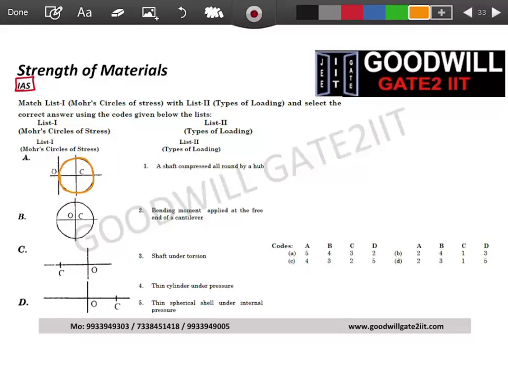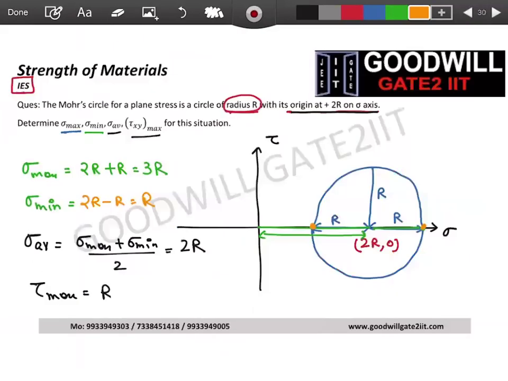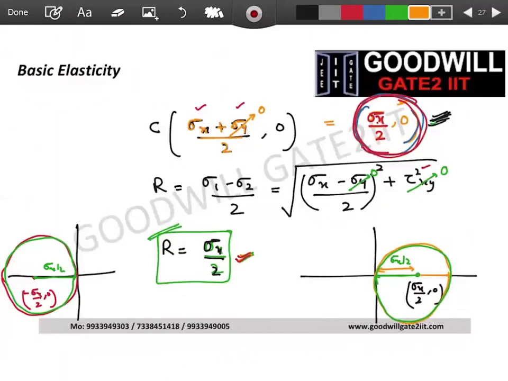Let's see an option. A shaft compressed all round by a hub. Bending moment applied at the free end of a cantilever. Shaft under torsion. Thin cylinder under pressure. You people don't know this, but it's fine. Let's see the option. You know this, right? Shaft under torsion. Shaft under torsion means pure shear. We have just now solved it.